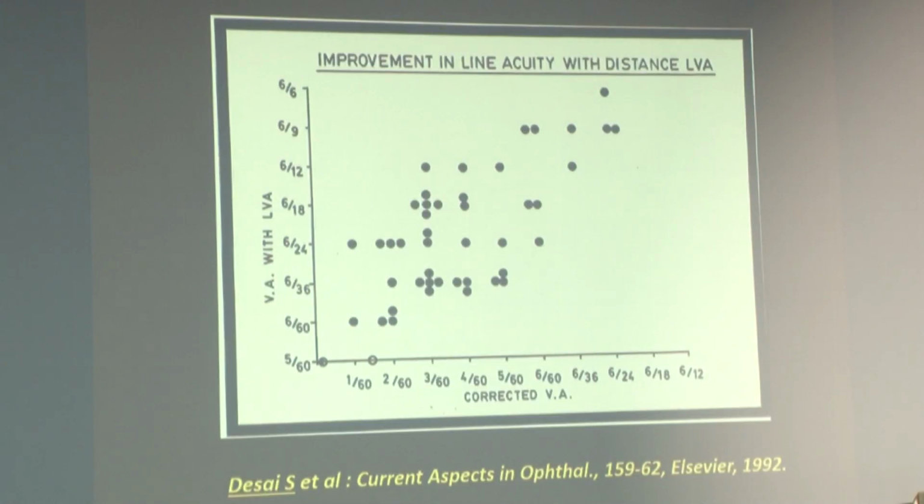So this was a study conducted back in 1982 by Dr. Desai, where we saw that a patient who presented with a visual acuity of 1/60 got corrected up to a maximum of 6/24 with a low vision aid distance correction. So as the chart progresses, you can see that the better the presenting visual acuity, the better the improvement with the distance low vision aids.